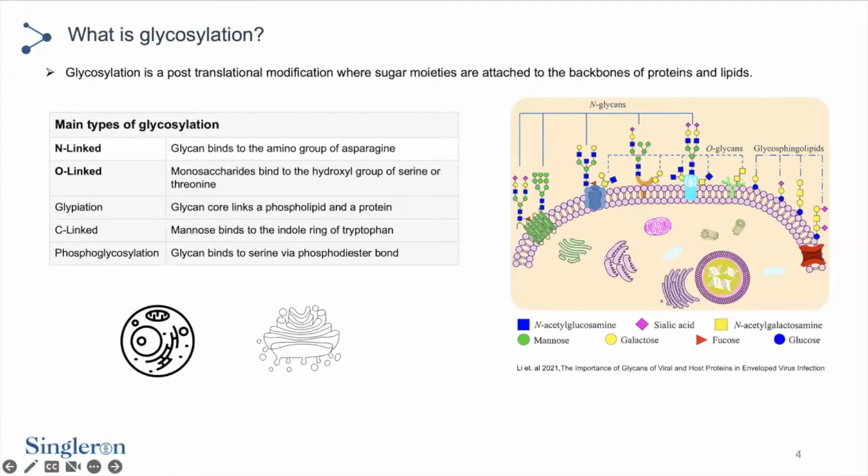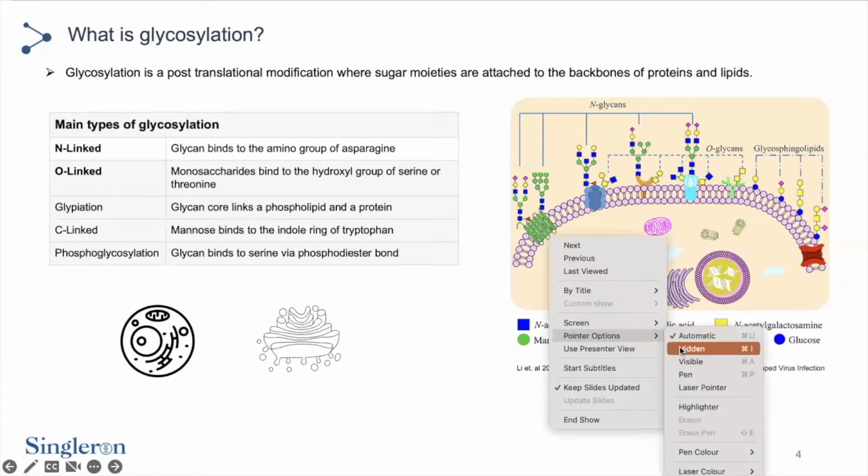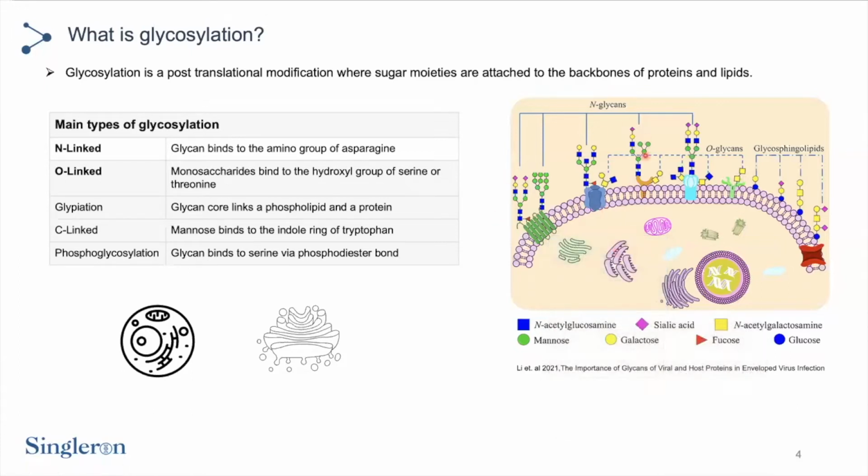On the right side, let me just turn on the pointer. So on the right side, there is a nice review where you can see differences between different glycosylations. And you can see that there is a different core and different branching among different glycosylations. This glycosylation event is taking place in the ER and in the Golgi. So it's the combined action of both organelles.